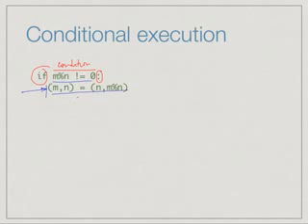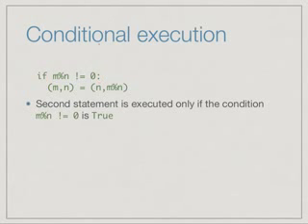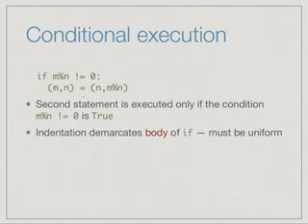So we make this simultaneous assignment of m taking the old value of n and n taking the value of m divided by n, only if m divided by n currently is not 0. So the second statement is executed conditionally only if the condition evaluates to true, and indentation demarcates the body of the if. The body refers to those statements which are governed by the condition that we have just checked.